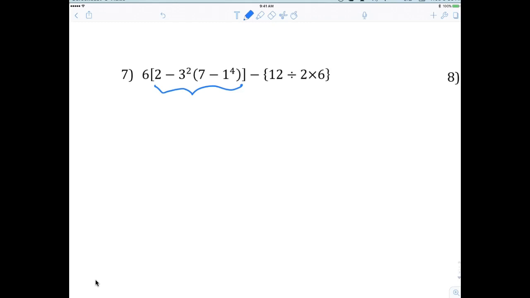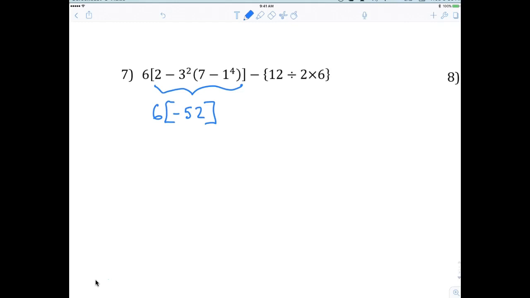1. 1 to the 4th is what? 1. 7 minus 1 is 6. 3 squared is 9. 9 times 6 is 54. 2 minus 54 is... what? 2 minus 54. Right. Is that right? Now, double check me on that, and if you're not sure, let's figure it out.